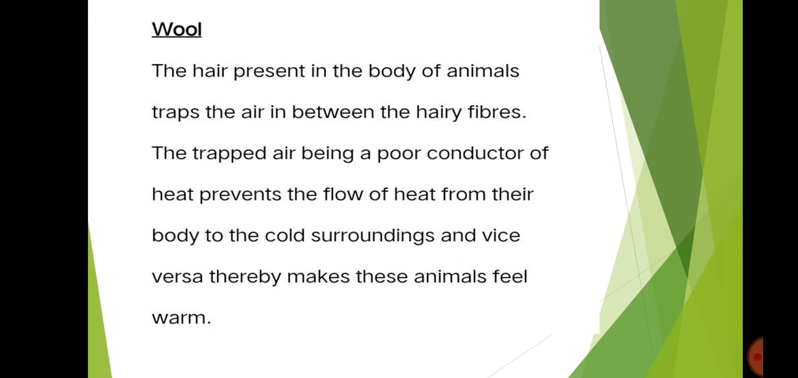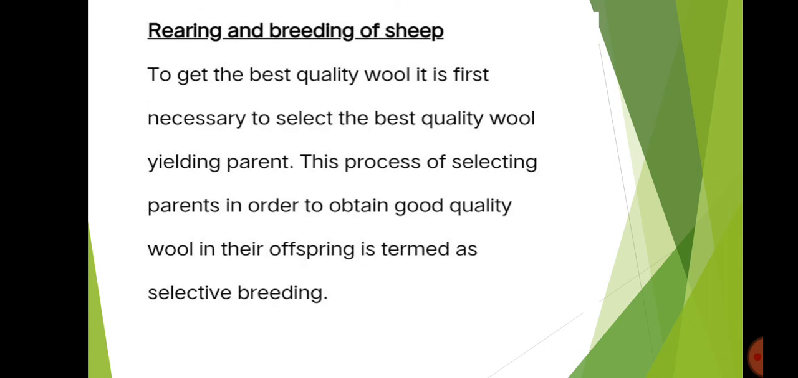Wool is obtained from hairy animals like sheep, goat, camel, and other animals. Coarse beard hair and fine soft underhair close to the skin are the two types of fibers forming the fleece of these animals.